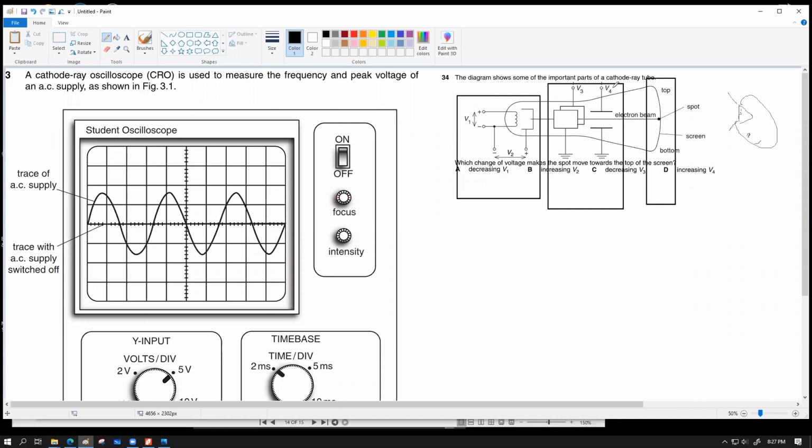Sir, can we say that the focus influences the size of that small hole in that plate through which the electrons pass? No, we cannot. Focus does not control the size of the anode. Focus controls the thickness of this line.